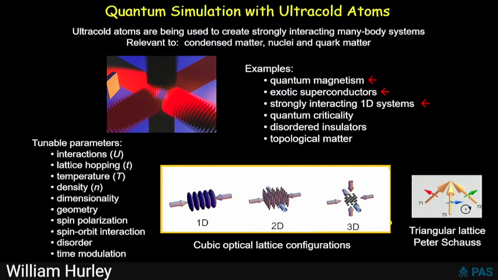So here are a number of parameters, down the lower left, that may be tuned in some particular way: interactions via Feshbach resonance. The interactions are highly tunable. The Feshbach resonances in many atoms, many elements, are tunable. And it gives us an immense ability to do things that we wouldn't be able to do in a real material. Lattice hopping, all the lattice parameters, temperature, density, dimensionality.